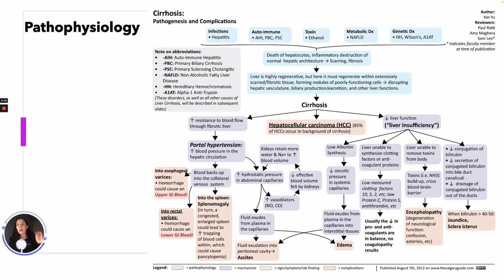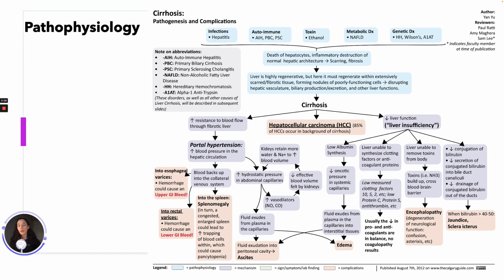So this is a more in-depth pathophysiology chart, but I really like including these charts because I think you guys can take a screenshot and print them out after, and it gives you a nice overview of the pathophysiology of liver cirrhosis. At the very top, we can see the different causes. So we have infections such as hepatitis, autoimmune disorders, different toxins like alcohol, metabolic disorders, and genetic disorders.